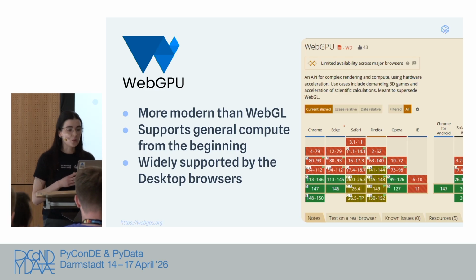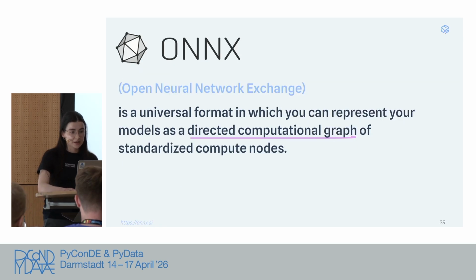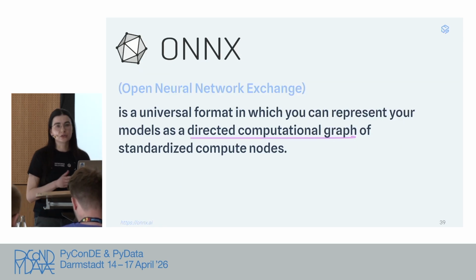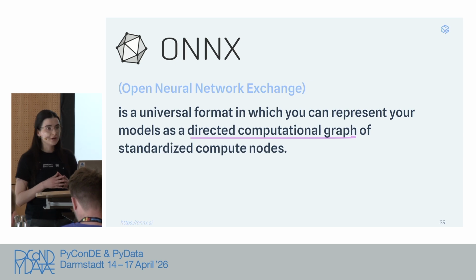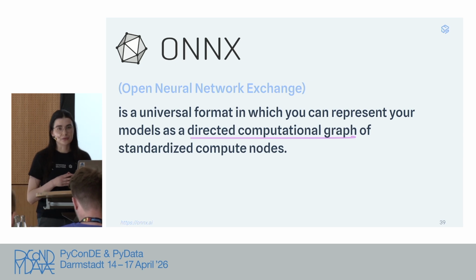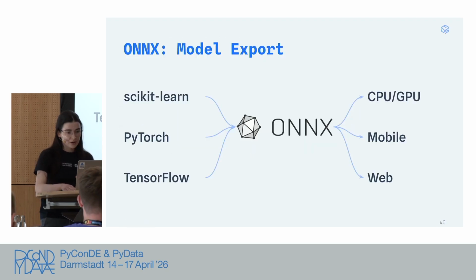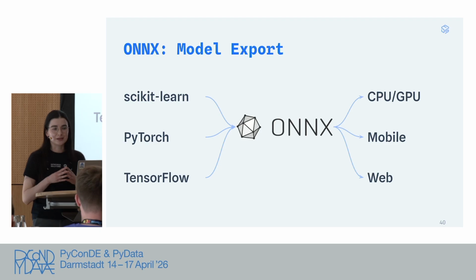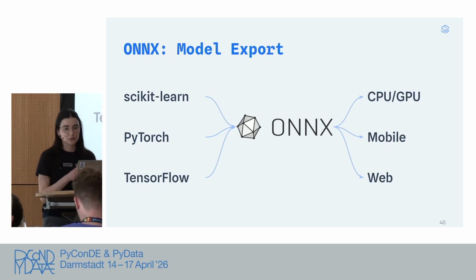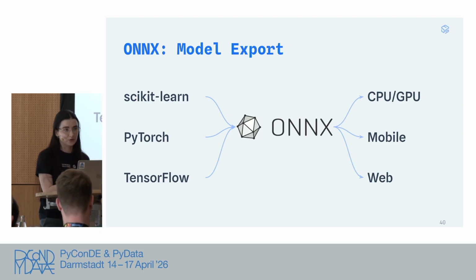So now let's see how we can use it for ML inference. The easiest way is if you have your model converted to ONNX. ONNX is a universal format in which you can represent your models as a directed computational graph of standardized compute nodes. In other words, it acts as a universal adapter where you can convert the model from almost any framework into ONNX, and then it can be consumed by a large number of platforms.